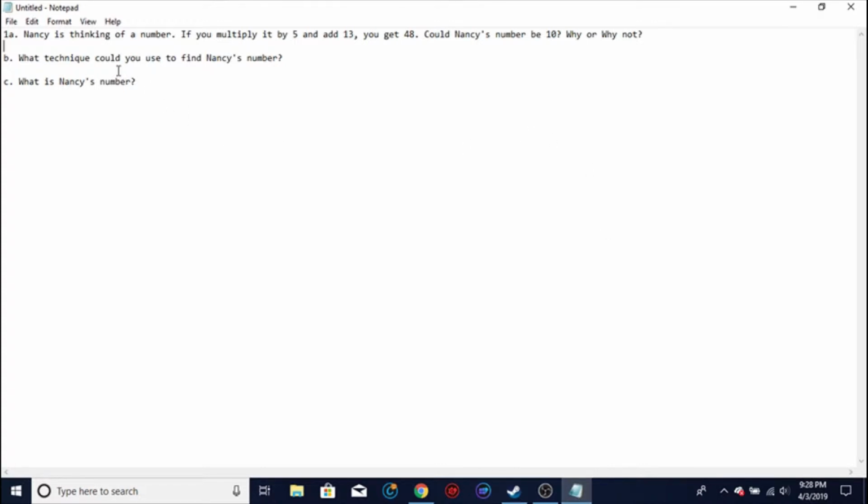So, to start this off, we're trying to test to see if the number 10 could work. So, we would simply run it through what she says. She says take it and multiply it by 5, which we know would be 50, and then add 13 to it. That would give you the answer of 63. So as you can tell, 10 could not be Nancy's number, because when we throw it through her system of multiply by 5, add 13, you get 63, not 48.